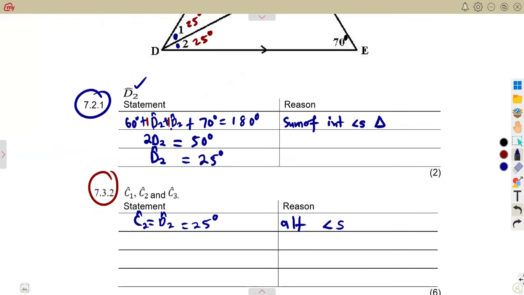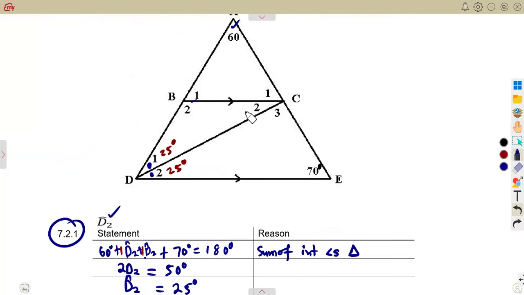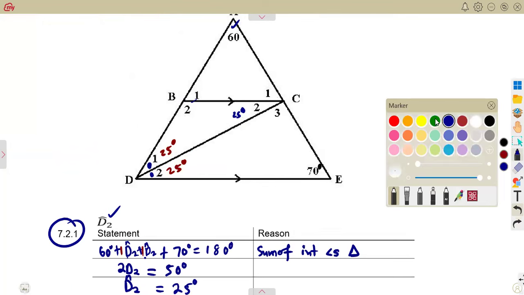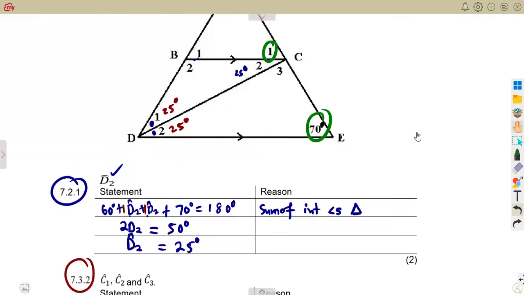All right, let's see angle C1. C1 is also direct here. We got this one, which is 25. C1 is also direct from our parallel lines. We have got corresponding angles. We are forming an F like this, from this point to E. You are forming an F, meaning C1 and E are equal, corresponding angles. When you form an F, these two angles are equal. So angle C1 is equal to angle E, which is 70 degrees.